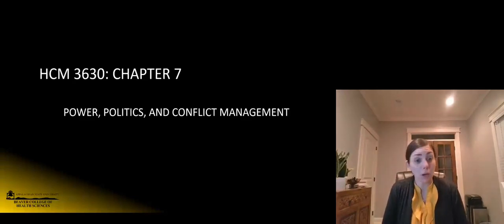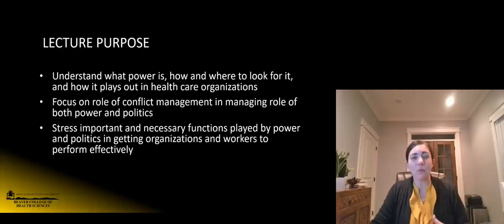Chapter 7 covers the concepts of power, politics, and how we manage conflict in healthcare organizations. Specifically, we're going to talk about understanding what power is, how and where power exists in organizations, and how those power dynamics play out in healthcare organizations. We're also going to focus on the role of conflict management and how we manage conflict in both growing our influence and encouraging the growth in other individuals. We'll also discuss the important and necessary functions that are played by power and politics in an organization.